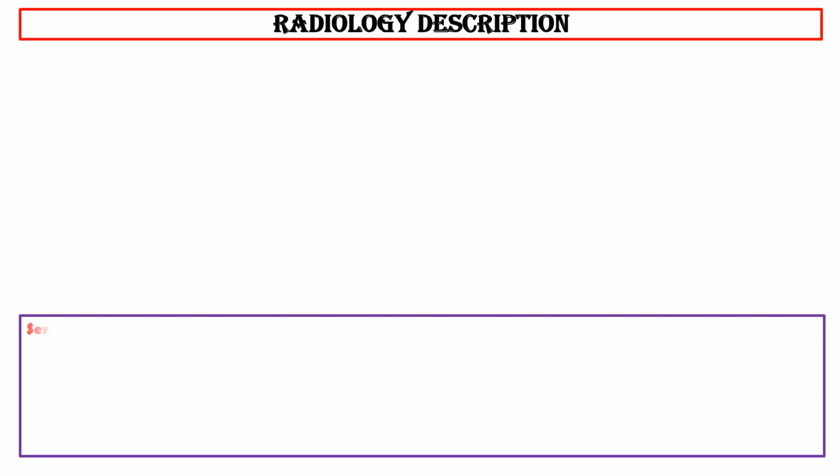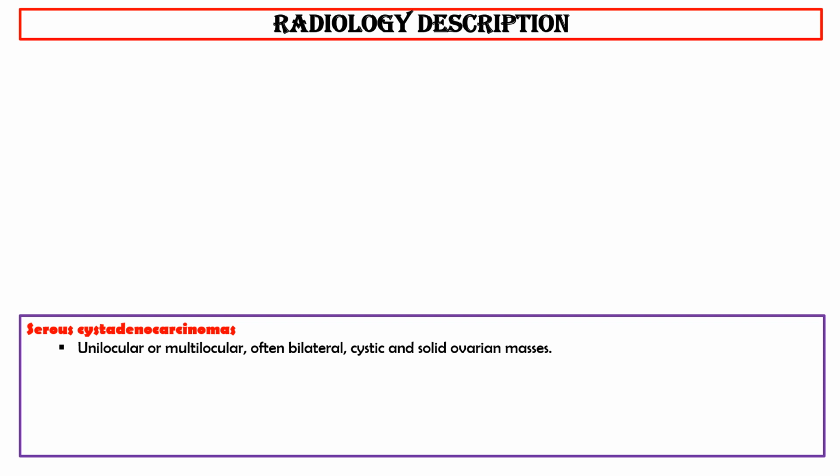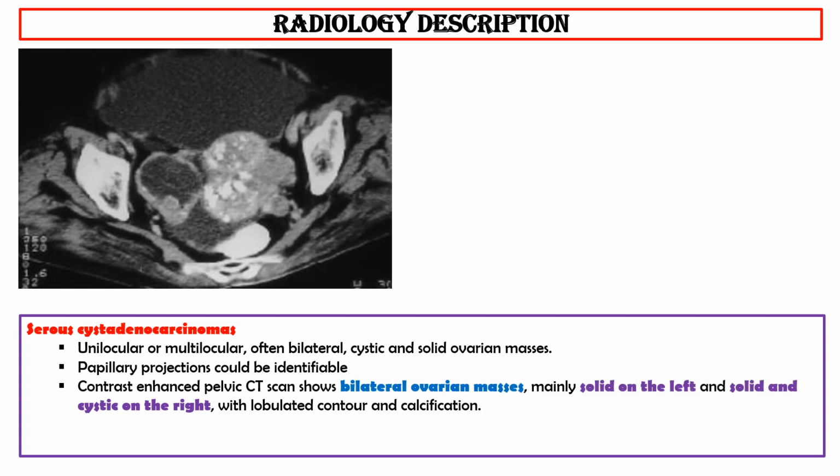Radiology description: serous cystadenocarcinomas. They are unilocular or multilocular, often bilateral, cystic and solid ovarian masses. Papillary projections could be identifiable. This photo shows a contrast-enhanced pelvic CT scan showing bilateral ovarian masses, mainly solid on the left side and solid and cystic on the right, with lobulated contour and calcification.